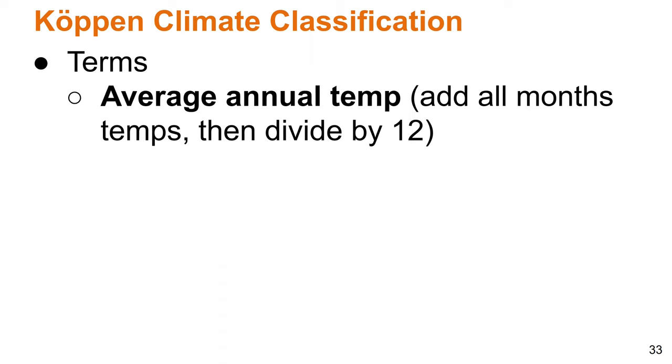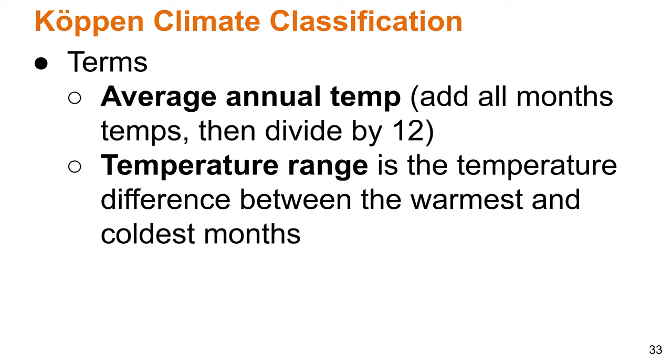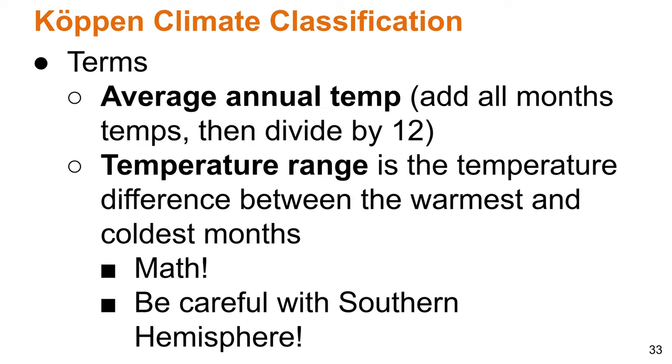Average annual temp, add all the months and divide by 12. The temperature range is the difference between the warmest and coldest months. A little bit of math. Be careful with the Southern Hemisphere when you're looking at when you think the warmest and coldest months are. The Southern Hemisphere is backwards.